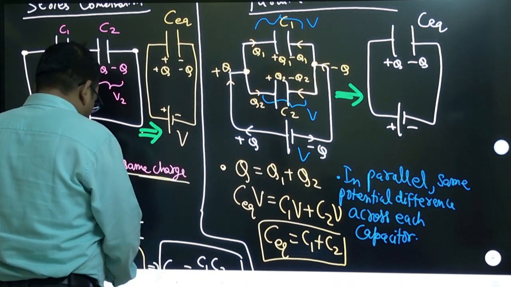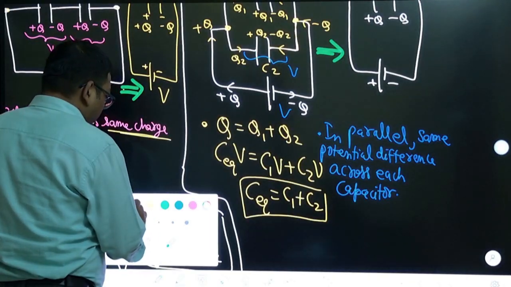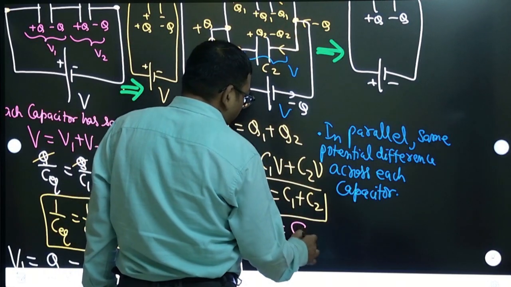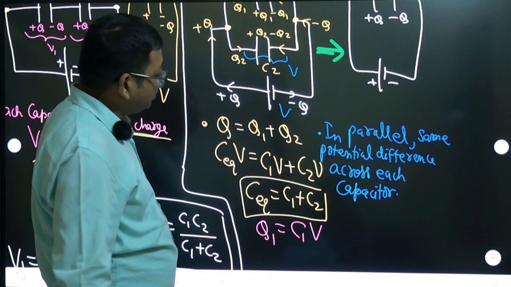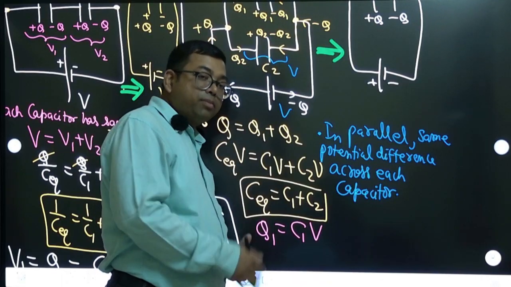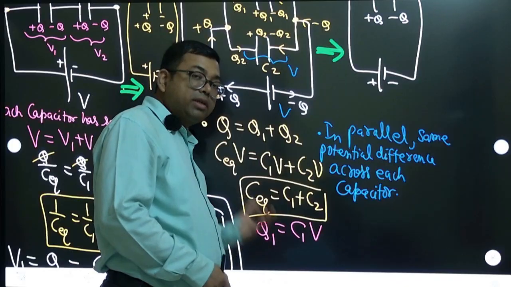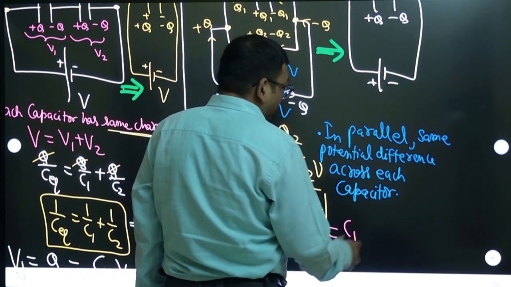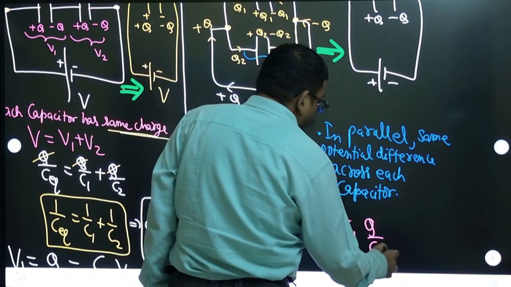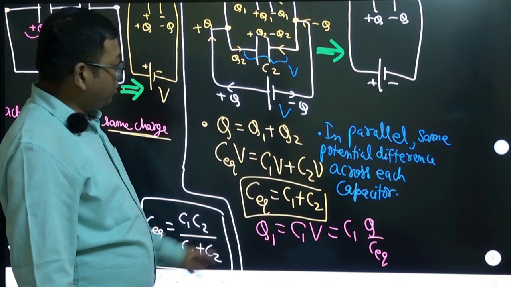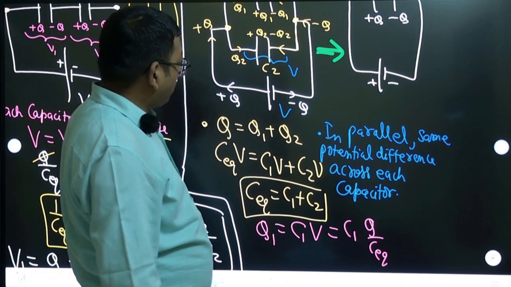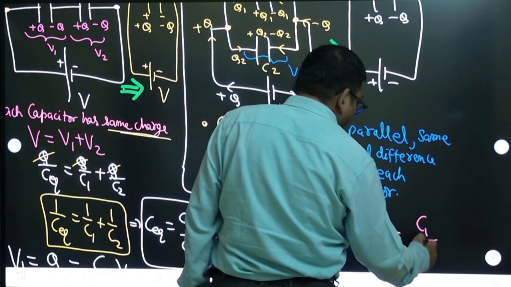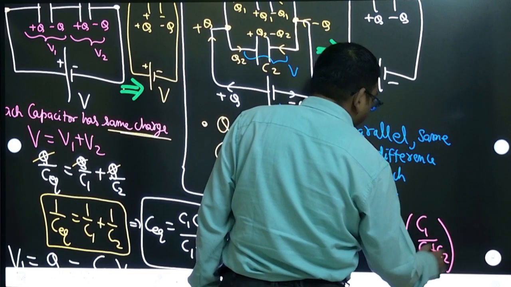Very easy to calculate. Let us take charge in the upper branch Q1. So this charge Q1 will be C1 into voltage V, right? But I want to write this in terms of the total charge. How much fraction of total charge is going in the upper branch? So voltage we need to replace. Voltage I can write as Q by C equivalent, because V is equal to Q by C equivalent. Now C equivalent we substitute, so this will become C1 by C1 plus C2 into the total charge.